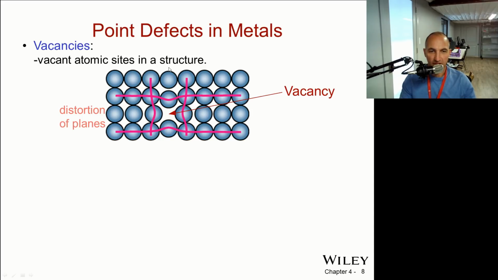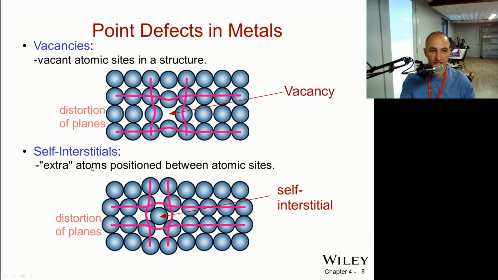So here is a bunch of balls representative of atoms stacked up. Obviously not a close packed plane because of the way they're arranged, but we do have one atom that's missing here. There's this vacant atom in the structure, and this causes distortion of the planes. It's trying to close off this gap here. If you can imagine that each of these atoms is connected by a spring, so that's called a vacancy.